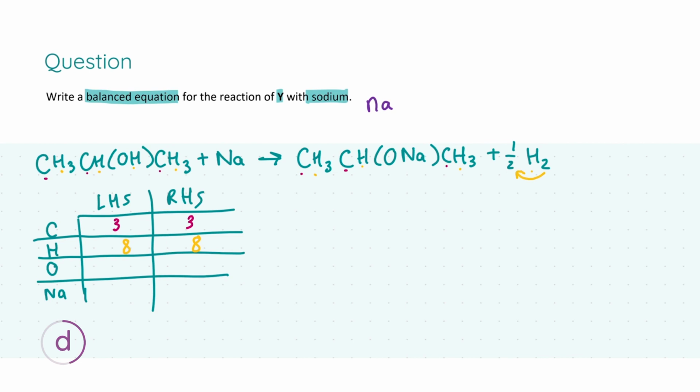How many oxygens do we have? We can see there we have 1 on either side. And how many sodium atoms do we have? We have 1 on either side. So this is all good. We're balanced. For this question, you're going to get 3 marks for the formula, or for the equation, and then another 3 for ensuring that it's balanced. Now let's move on to D part 2.